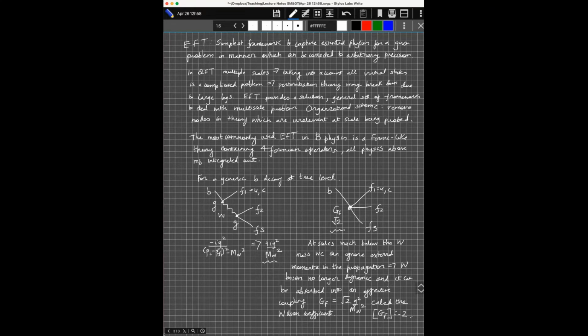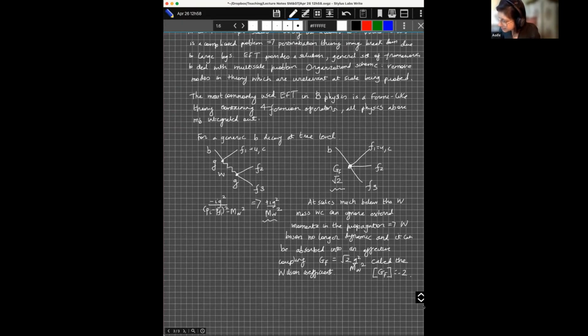Yeah, okay, perfect. So this mass dimension of minus two is more or less what we expect. That's very good. Okay, so that was just the introduction to make sure everyone had seen that and is starting from the same place.